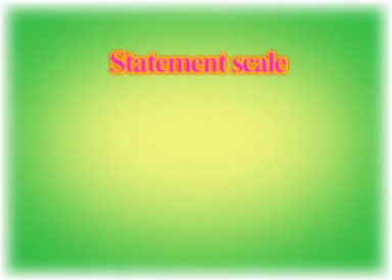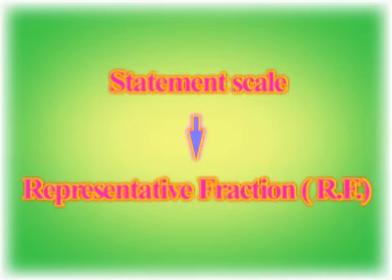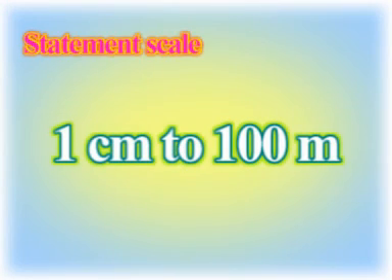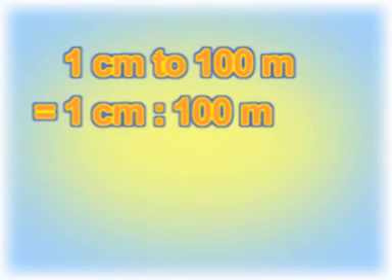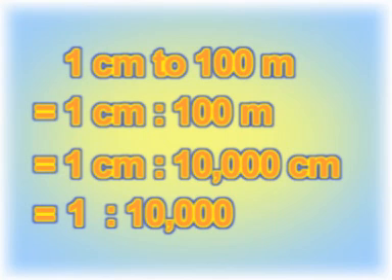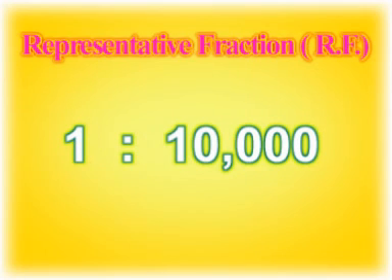Thirdly, change the statement scale to a representative fraction. To use the earlier example, this means 1 centimetre to 10,000 centimetres. Then, delete the units on both sides. It is the representative fraction of 1 to 10,000.